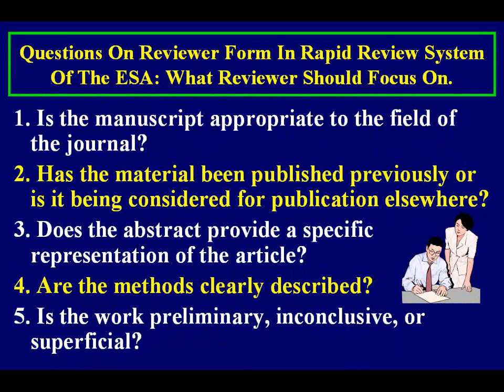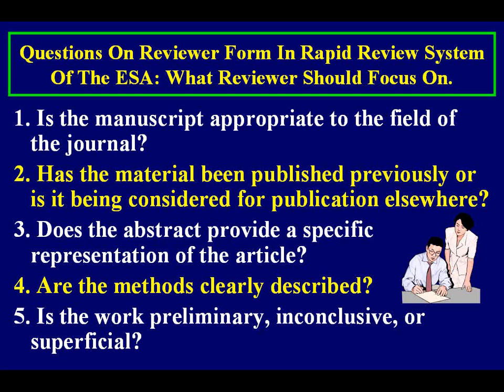Okay, now what I'm going to be presenting in the next 3 images are what you will see as a reviewer for the Entomological Society Rapid Review System. And there are 15 of these. Number 1 is the manuscript appropriate to the field of the journal? And this is similar to what I discussed before, where you can go back to the table of contents or look at the journal and look at those papers that have been published. Number 2, has the material been published previously, or is it being considered for publication elsewhere? That might be difficult for you to ascertain at this point.